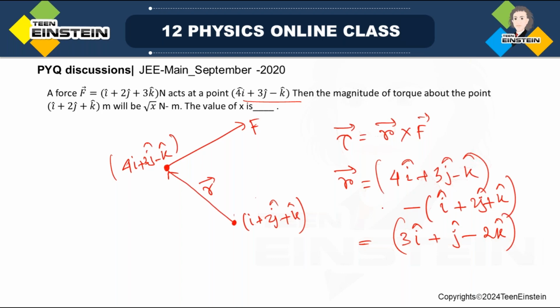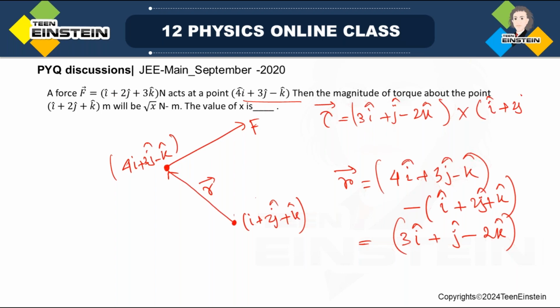Now life is easy, right? So let us take this space. I don't have space over there, so let me write it directly here. The required torque is r cross F. r is 3 i cap plus j cap minus 2 k cap, cross F. F is i cap plus 2 j cap plus 3 k cap.